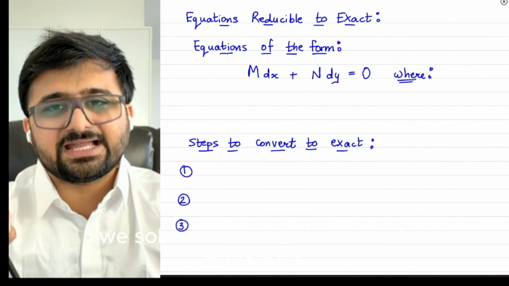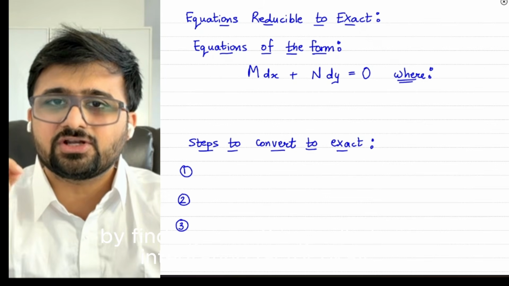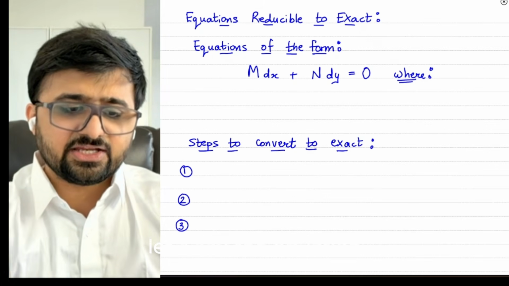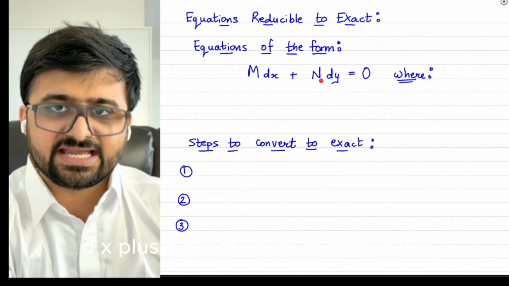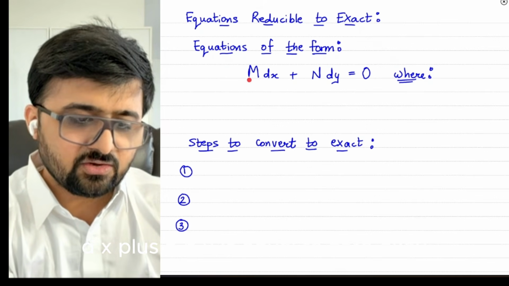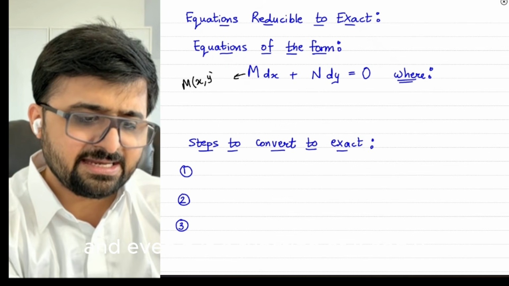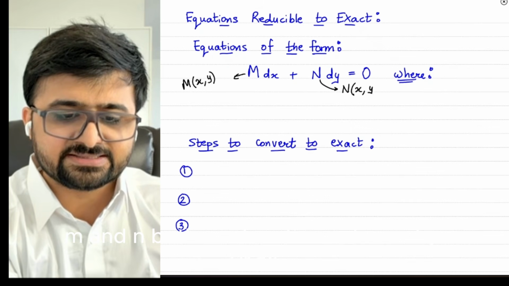We solve non-exact differential equations by converting them to exact by finding something called an integrating factor. Okay, let's look at what we mean by this. Let's say the differential equation that we want to solve is of the form M dx plus N dy is equal to 0. Remember that M is a function of x and y, and N is also a function of x and y.